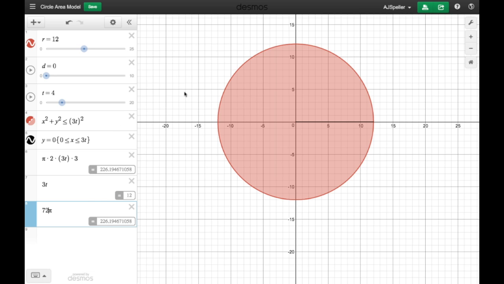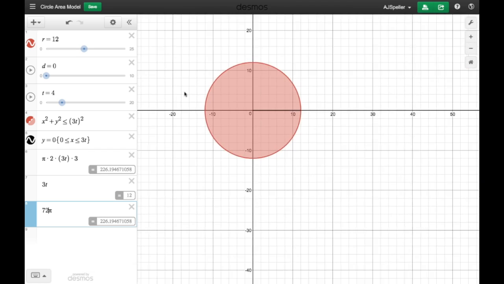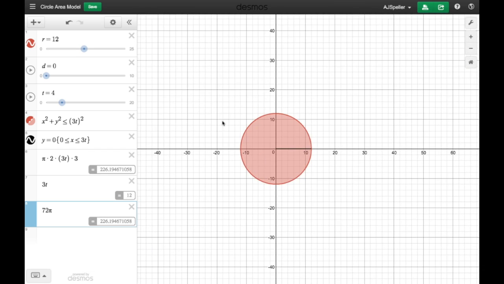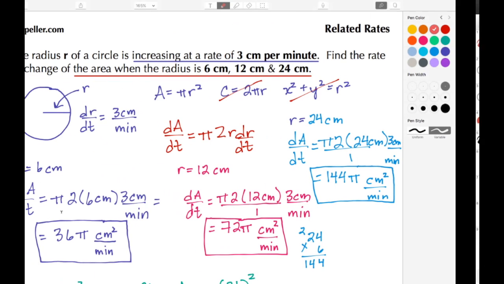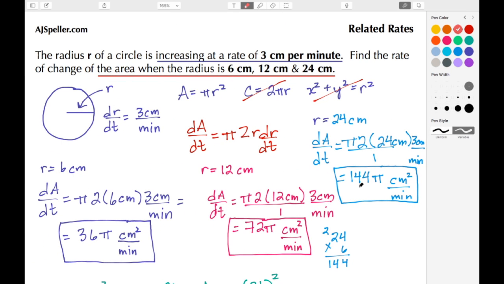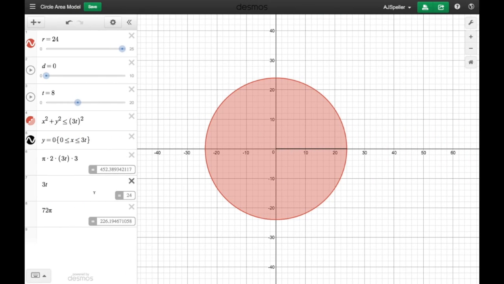And let's do our last one where the radius was 24. Let's zoom out some more. Let's set this radius all the way over here to 24. And now let's move the time over till we see our expression here is at 24. All right, and if I remember correctly, when r is 24, we see that the rate should be 144 pi. So let's set this here to 144 pi, and we see that these two match exactly.